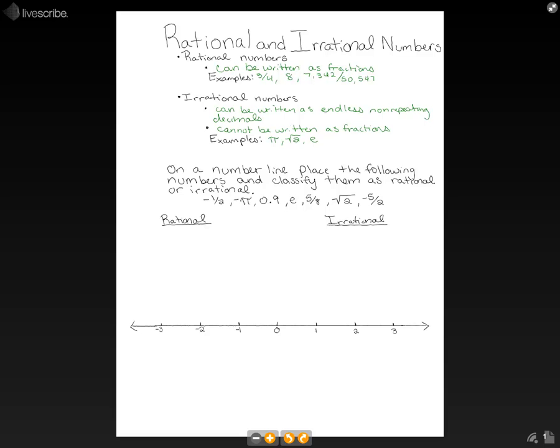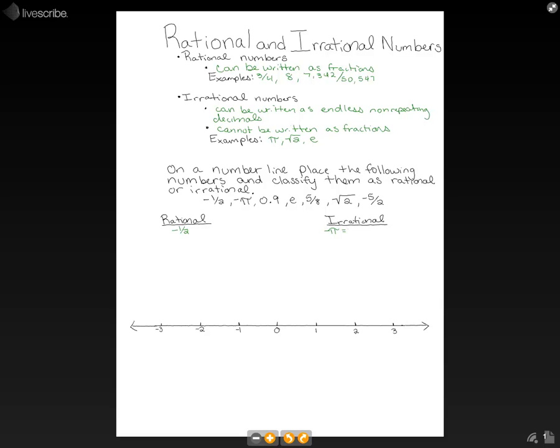So a little exercise to do with this, we're going to place some numbers on a number line and classify them as rational or irrational. So first let's classify them. So we have -1/2. Well, since it's presented as a fraction here, we know it's a rational number. Next we have -pi. And as we said above, that's an example of an irrational number. And that's because it's an endless, non-repeating decimal.